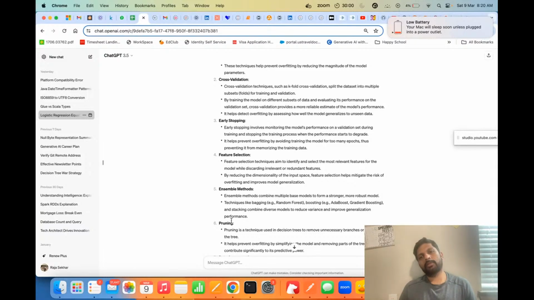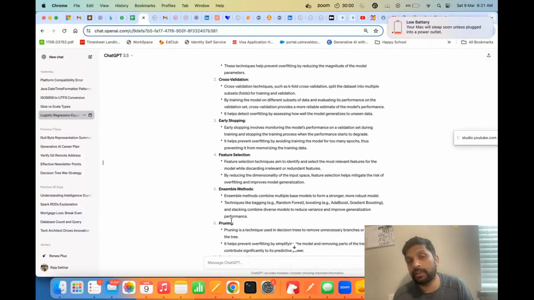Ensemble models. Ensemble models combine multiple base models to form a stronger, more robust model. Techniques like bagging, random forest, boosting, like AdaBoost, gradient boosting, and stacking. These bagging, boosting, and stacking techniques are very important. So I think we should learn them clearly, each of them: what is the bagging technique, what is the boosting technique, and what is stacking. And we should also see a practical example of how bagging improves the performance, how boosting improves the performance, how stacking improves the performance.